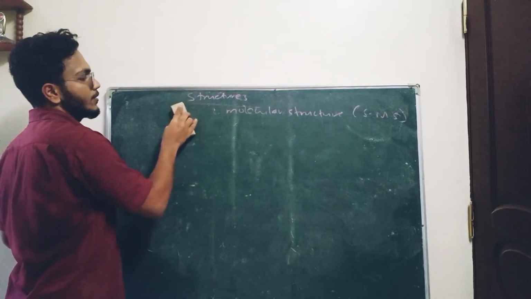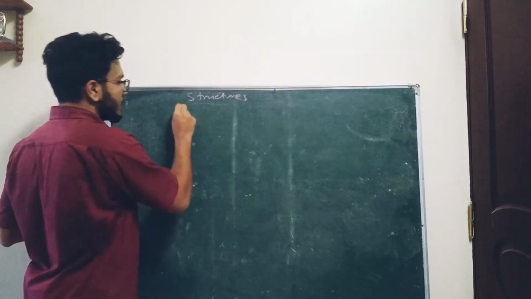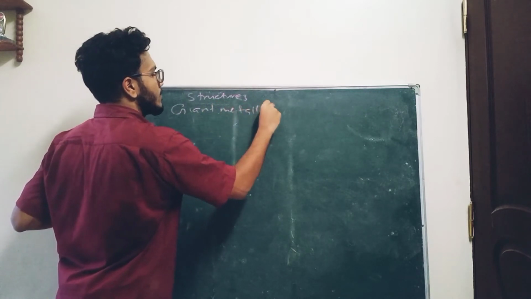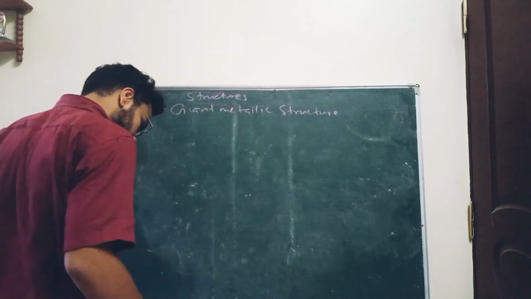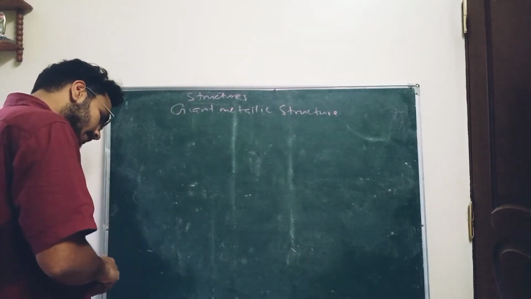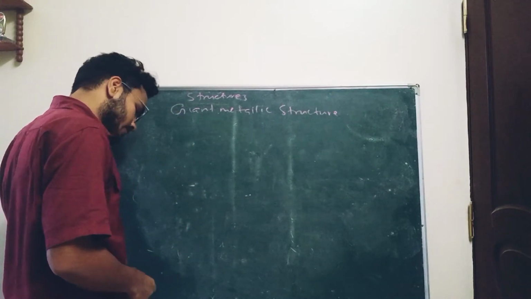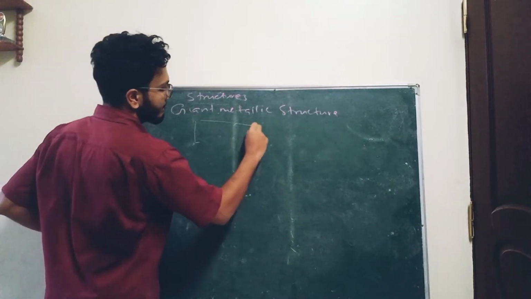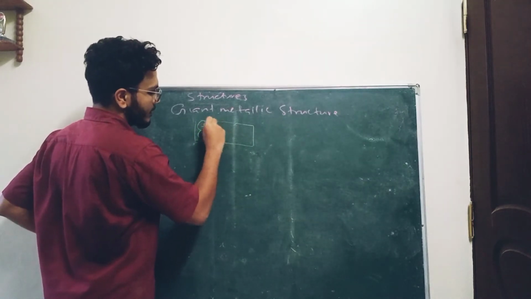The other structure we have is the giant metallic structure. A metallic structure is formed by a lattice of metal cations, positive centers surrounded by delocalized electrons. The ions are closely packed. So we saw in sodium, it has delocalized electrons and it is closely packed.